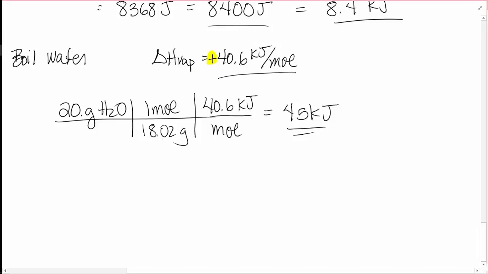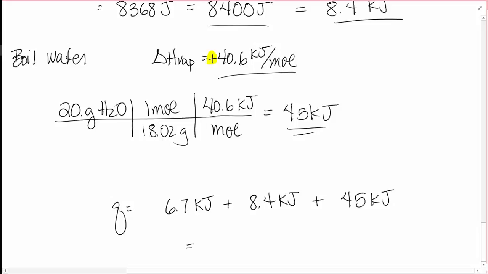So my total Q will be the 6.7 kilojoules to melt the ice, plus the 8.4 kilojoules to warm the water, plus the 45 kilojoules to boil the water. And when I add that together, and then I'm rounding to the ones place, I get 60 kilojoules. That's a positive number. Energy in.